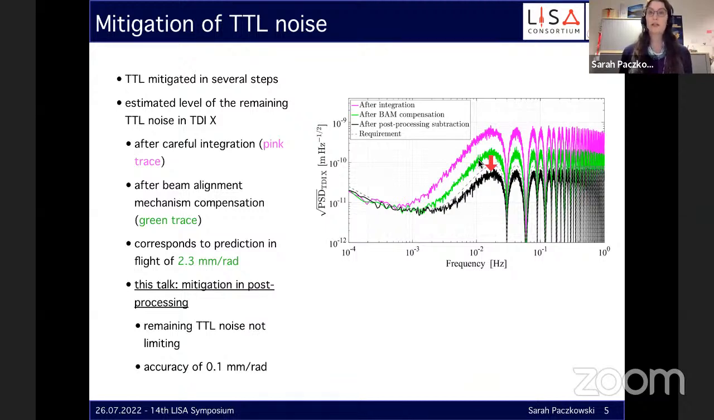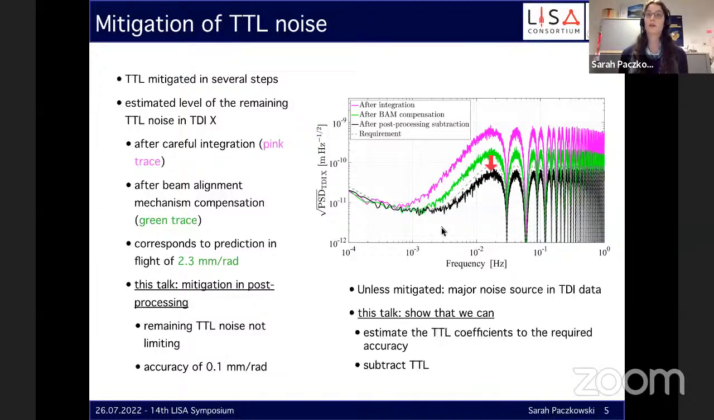So this is unfortunately still above the requirement for the instrument noise, and it corresponds to a predicted in-flight tilt-to-length coupling value of 2.3 millimeter per radian. This last step here, from green to black, is what this talk is about. In this black trace, the remaining tilt-to-length noise is no longer limiting, and we are below the required noise level. This assumes that the TTL coefficients of around 2.3 millimeter per radian have been estimated to within an accuracy of 0.1 millimeter per radian.